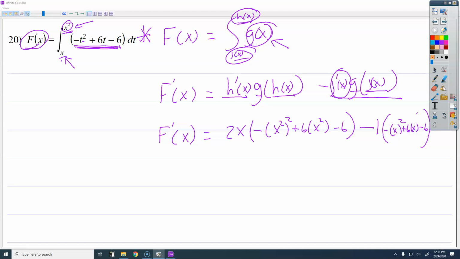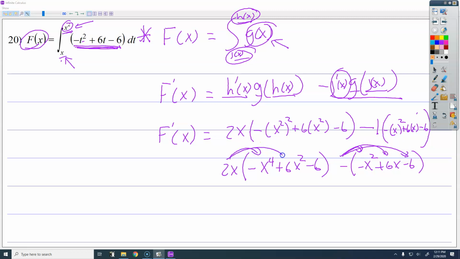Okay, so let's simplify this up a little bit. We have 2x, and then negative x to the fourth plus 6x squared minus 6, minus negative x squared plus 6x minus 6. We can go ahead and distribute this negative here, and we can also distribute the 2x here. So we're going to end up with negative 2x to the fifth plus 12x cubed minus 12x. And distributing the negative inside the second set, we end up with plus x squared minus 6x plus 6.